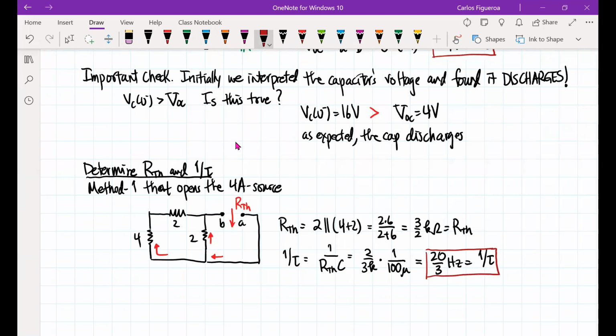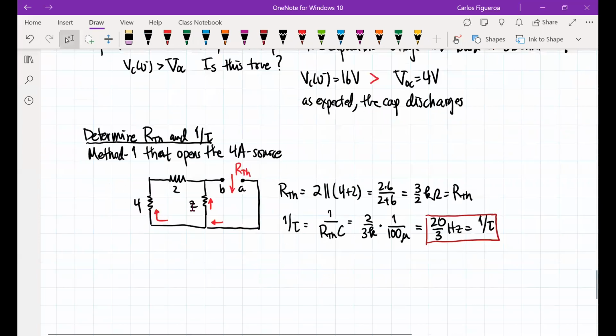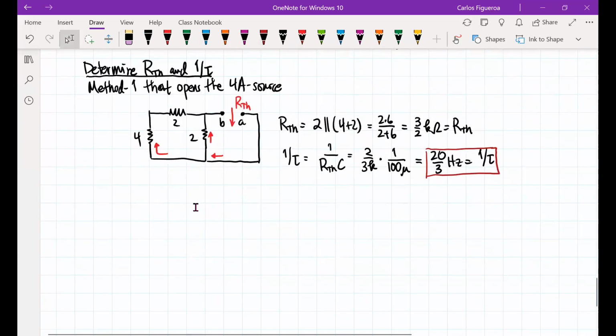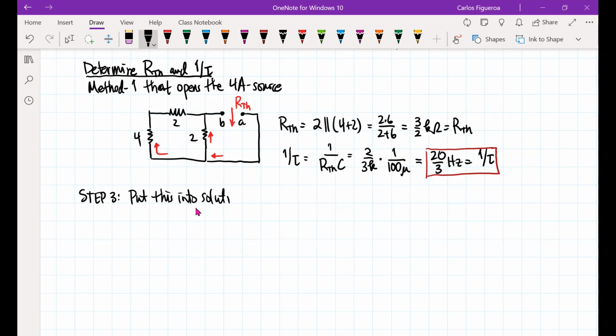So now I have the parameters that I need. So now what am I going to do? I'm going to go to step 3, and I'm going to put this into solution form. So if I put this into solution form, what do I see here?